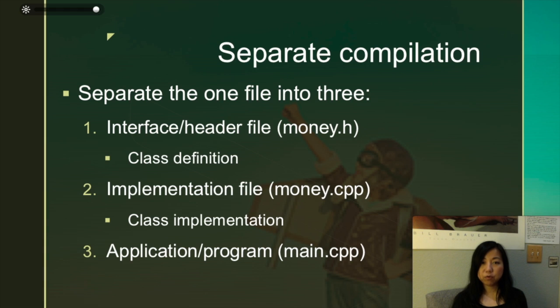Basically, every class will go to 2 files. One is the header file, or called the interface file. The other one is the implementation file. And usually the interface file, the header file, is called something.h. So usually it's the class name. So money.h is what we are going to use. And we will put the class definition in that interface file. All the implementation part we will put into the money.cpp, and then the main.cpp, we are going to put the main function in there.